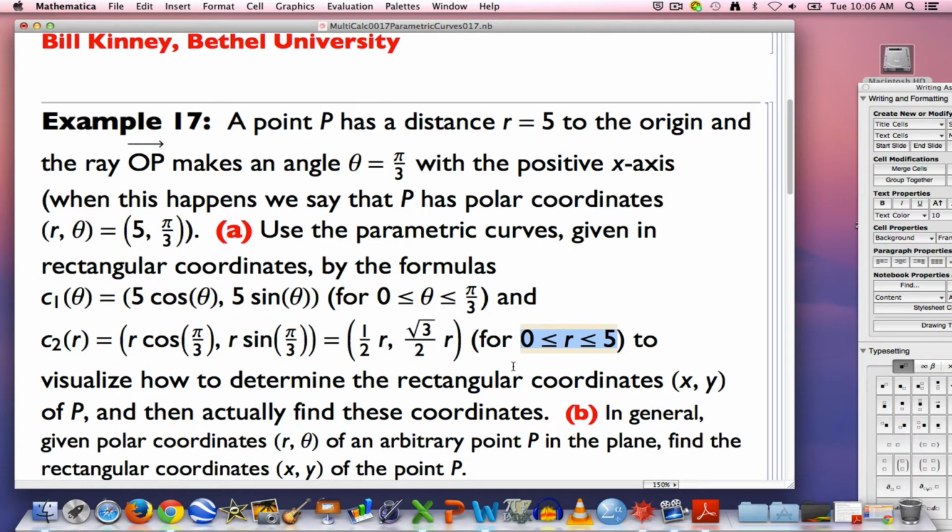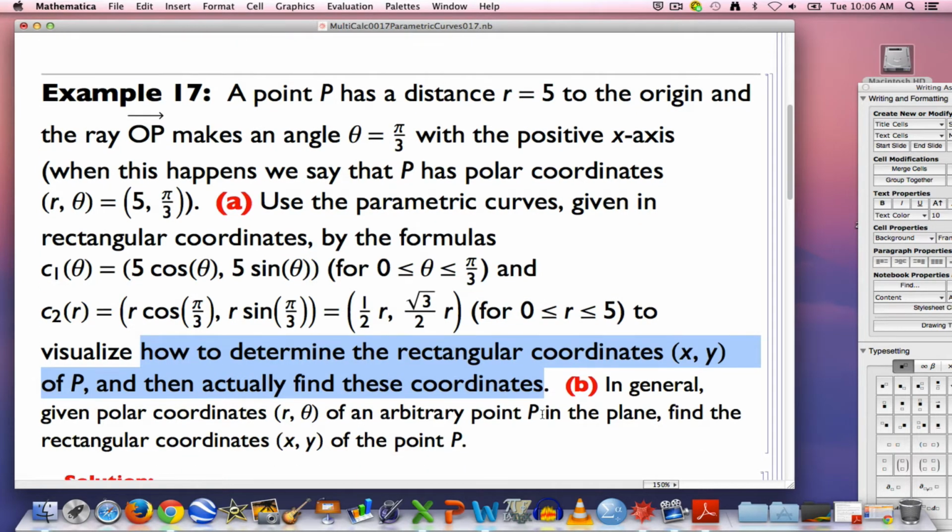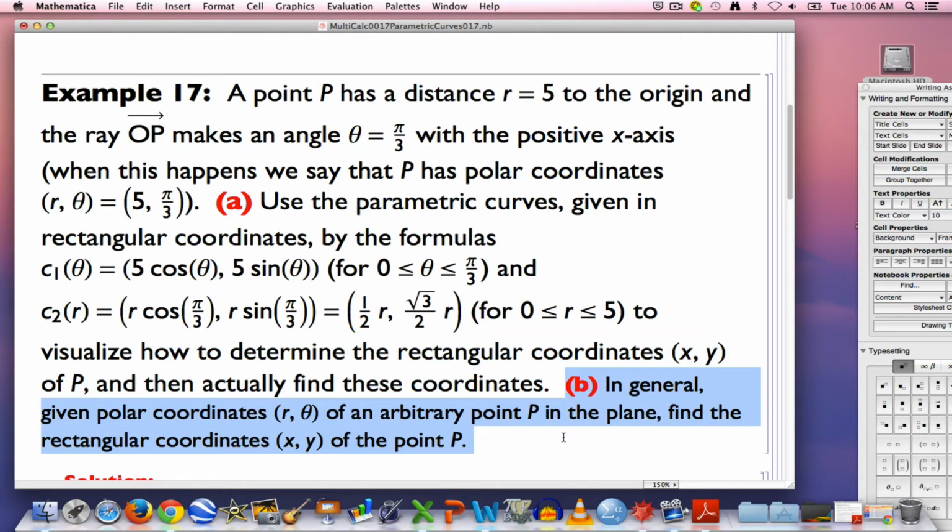We're going to use these two things to visualize how to determine the rectangular coordinates of P and then actually find those coordinates. Secondly, part B, in general, we're also going to find, given the polar coordinates of an arbitrary point P in the plane, how do you find the rectangular coordinates of that point?